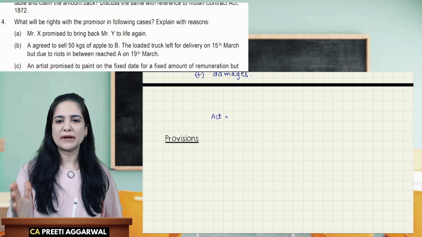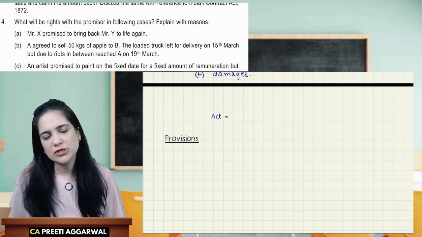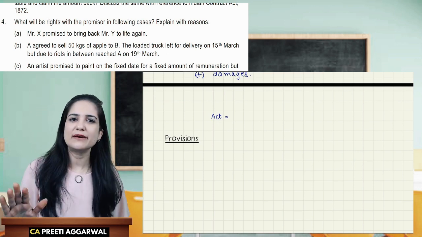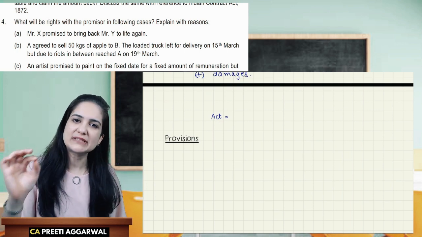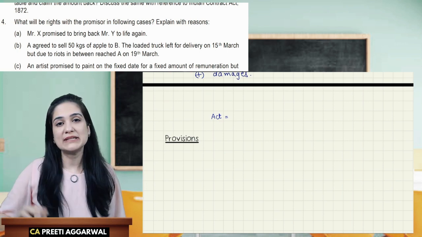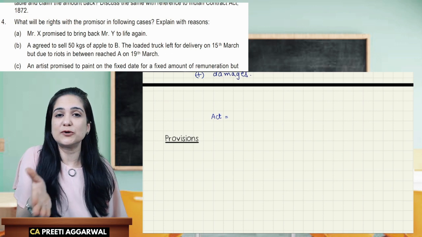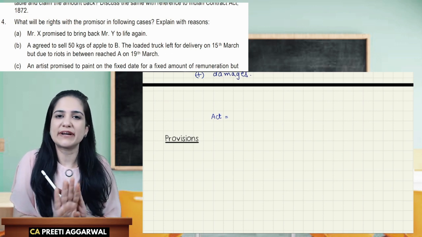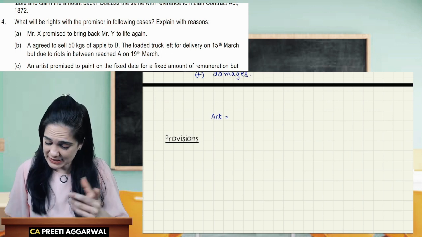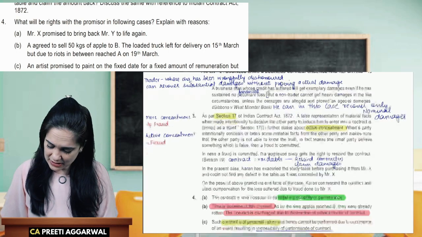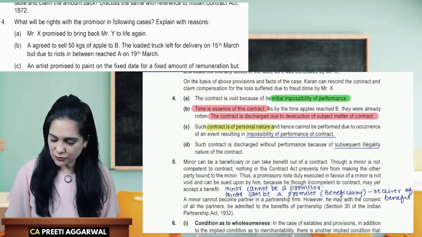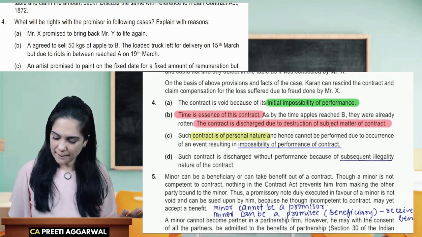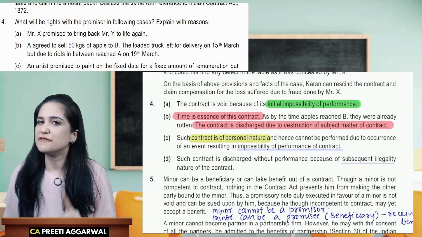Mr. X promised to bring back life to Mr. Y. Is it possible? It is initially impossible. Section 56. Both the parties are aware of the impossibility, but they still enter into this agreement. The agreement is void right from the beginning. It is initially impossible. Let's see how ICAI has answered this question. The contract is void because it is initially impossible. You can also write down section 56 over here.